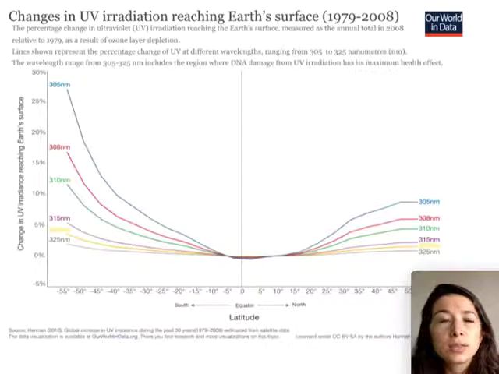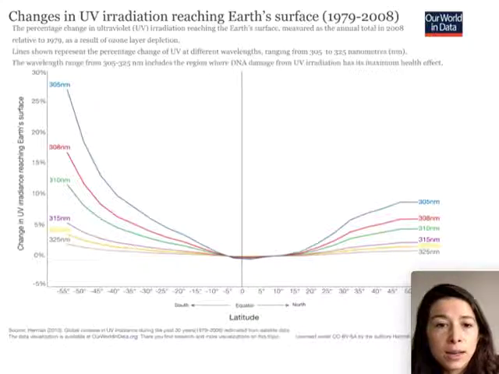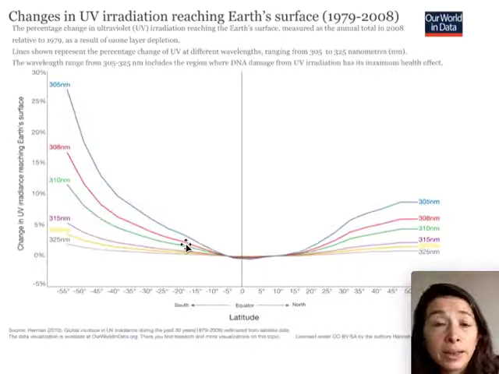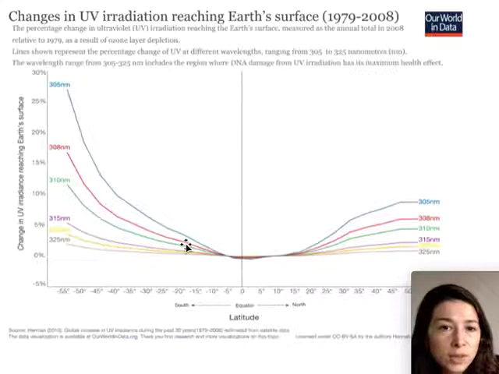However, let's look at some data from Our World in Data, which is a resource that I highly recommend you go look at. They have wonderful interactive graphs that you can play with. So let's look at this graph here. We're looking at latitude on the x-axis across our planet, and here we're looking at the change in UV irradiation that gets to Earth. We're looking at different wavelengths of UV. The shorter the wavelength of UV radiation, the more destructive it is, typically.